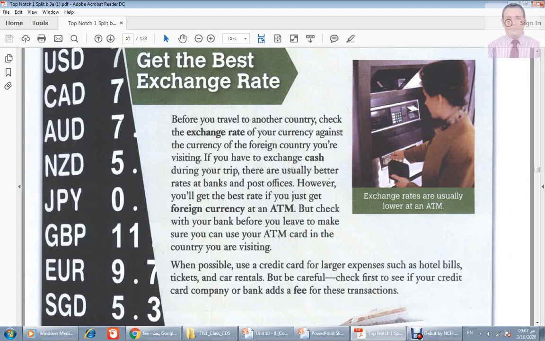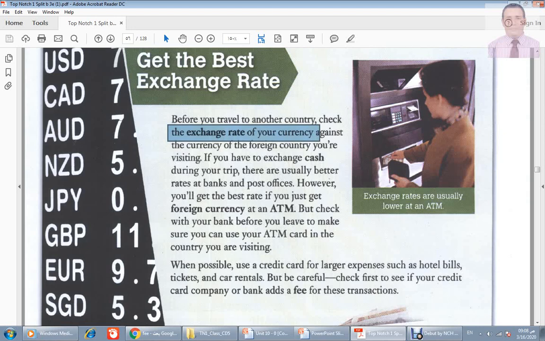visiting. So you should check what? The exchange rate of what? Of your currency. You know currency. Here, Saudi Riyals. The Riyal is the currency of Saudi Arabia. The Egyptian pound is the currency of Egypt. The US dollar is the currency of the United States. So you have to check what? Check the exchange rate of your currency against the currency of the foreign country you are visiting.